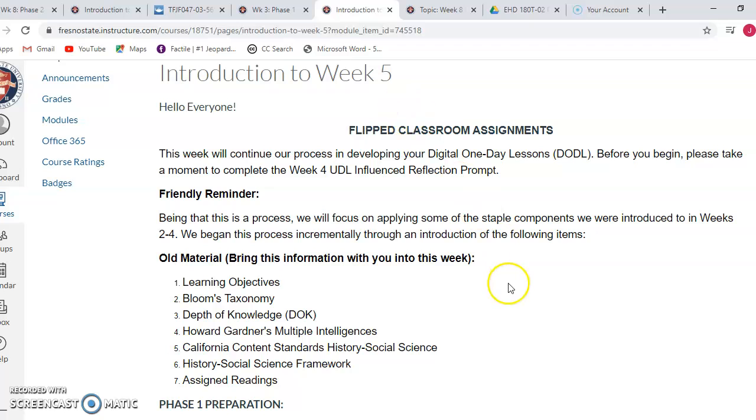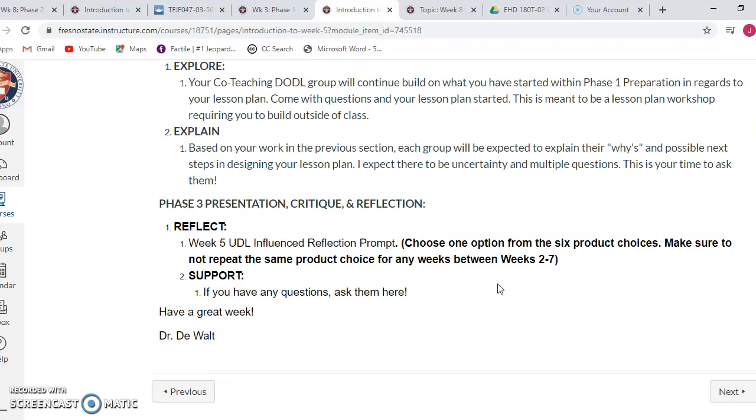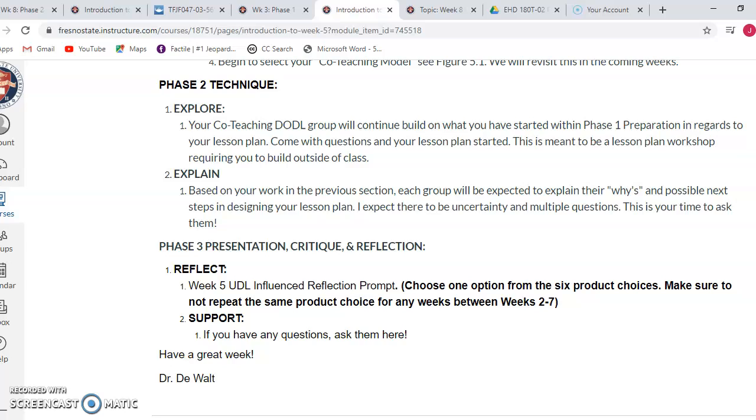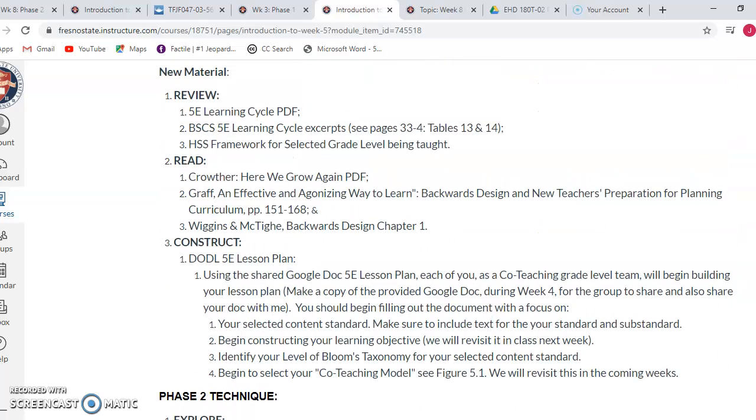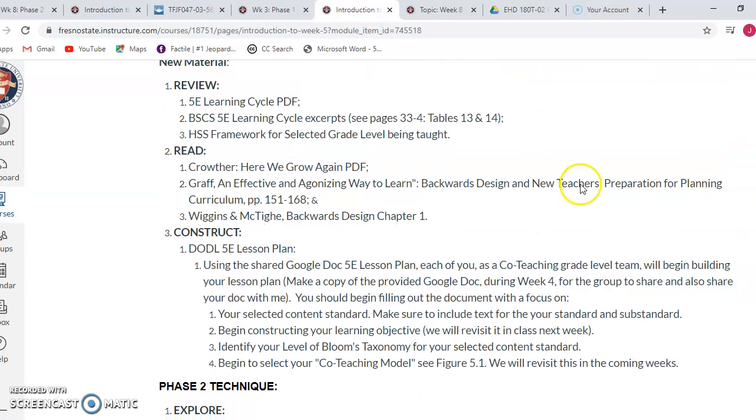For week 5, I chose this one specifically because of the backwards design. So, of course, our lesson plan had to be done with backward design in mind. And this isn't just on what we had to read online. It was also in class.